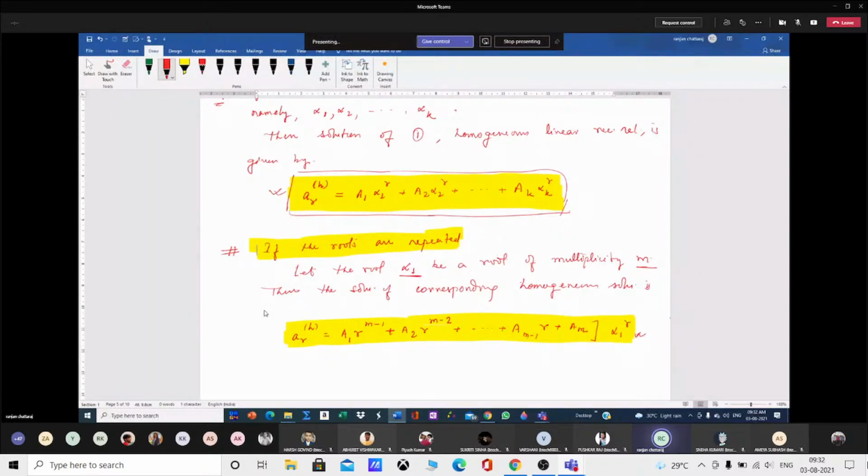So what do we do here? We start from r. What is the power of r when the root repeats itself m times? We start from m minus 1 and go down to r to the power 0. And what are this alpha 1, alpha 2, up to alpha k? These are the constants. How can you find these constants? Like in ordinary differential equations, we can find these constants using the initial conditions.